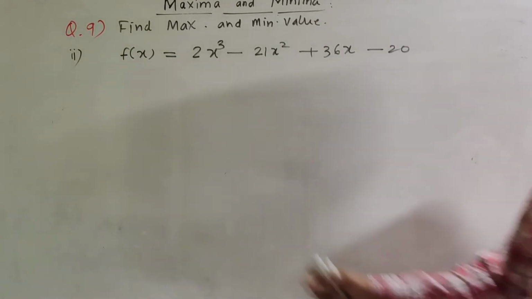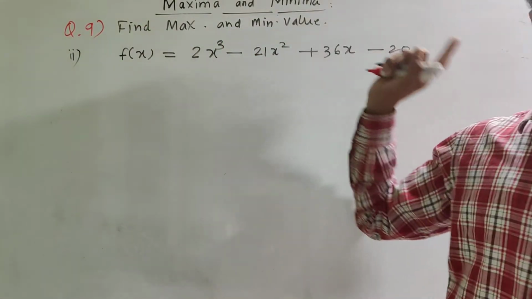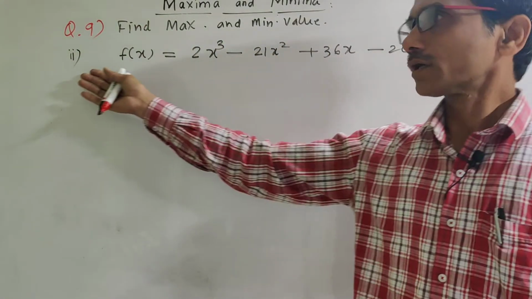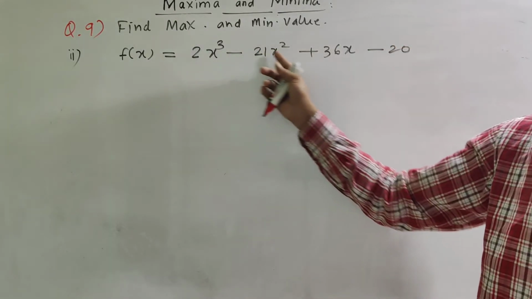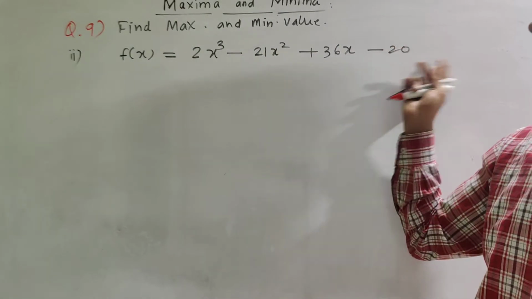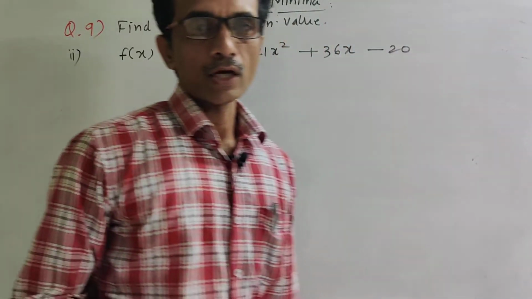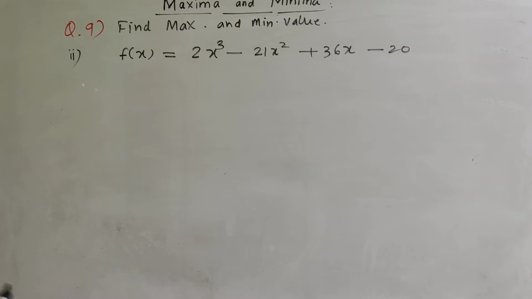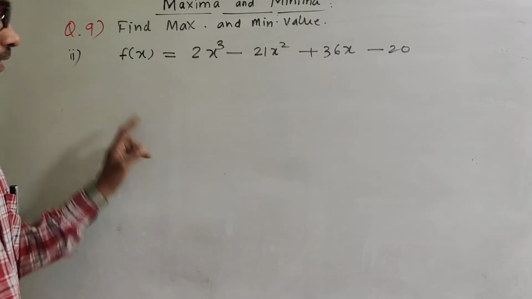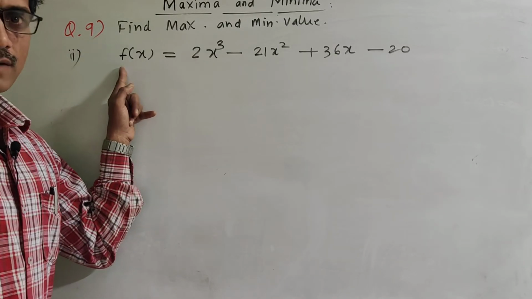Question number 9, find maximum and minimum value of the function. Here we have taken this second example, f(x) is equal to 2x cube minus 21x square plus 36x minus 20. Now we find the maximum and minimum value of the function. So what is the procedure?